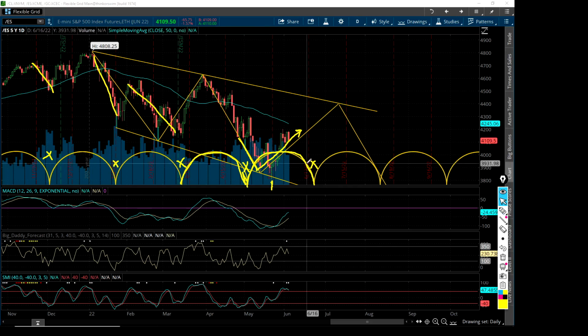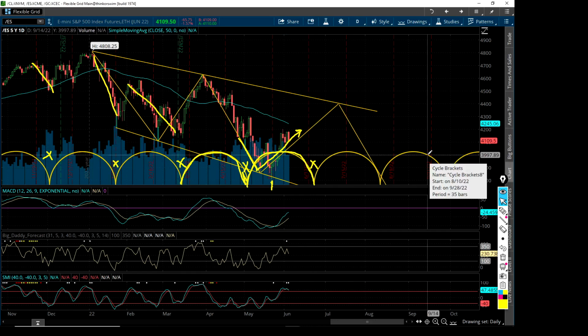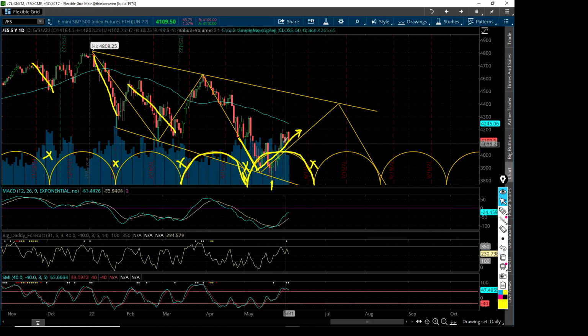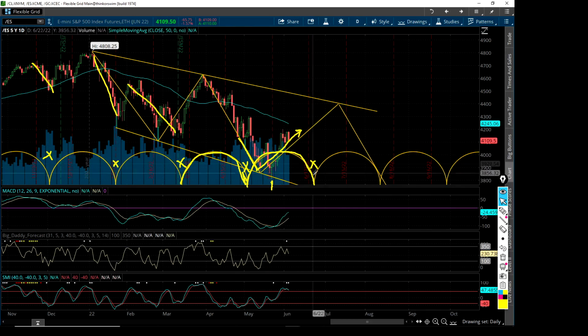So for now, that cycle's still over here. I still have it ending on about June 22nd, approximately. Another one, I still haven't changed it: 8/10, August 10th, and September 29th. Okay, so we're going to wait to see how this plays out, to see if we got a cycle behavior change.